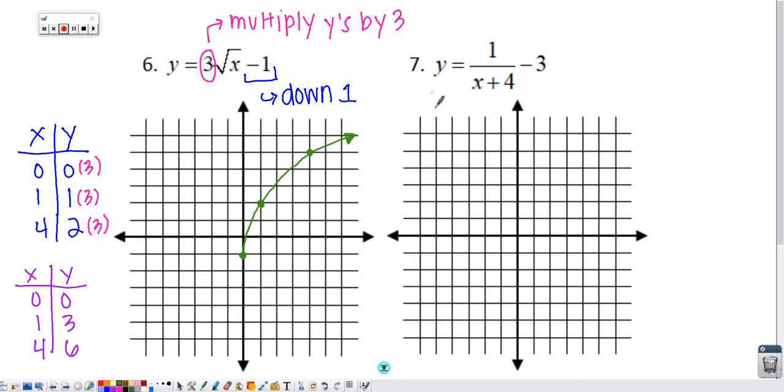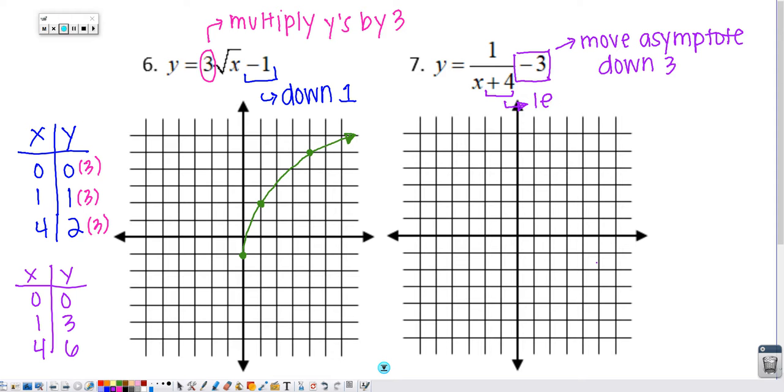So now what we have right here, number 7, is called a reciprocal function. Number 7 is a little bit different because these shifts are actually really occurring. So this will move the asymptote down 3. And then this one right here, this plus 4 is with an x, so remember it's the opposite. So this means we're going to go left 4. I'm going to pause real quick and I'll draw those in.